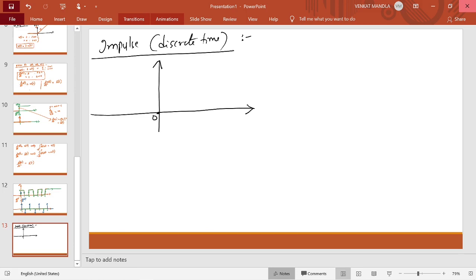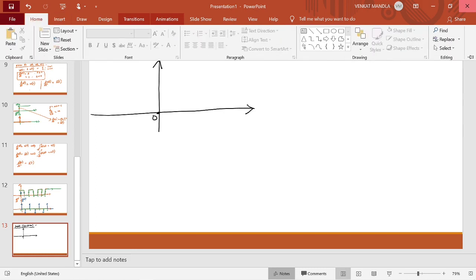So their values should be determinate. There should not be infinity, because discrete time signals are invented to store these values in the computer. The computer cannot store infinity. So in a discrete time signal, you have to define a signal whose value can be stored in the computer.